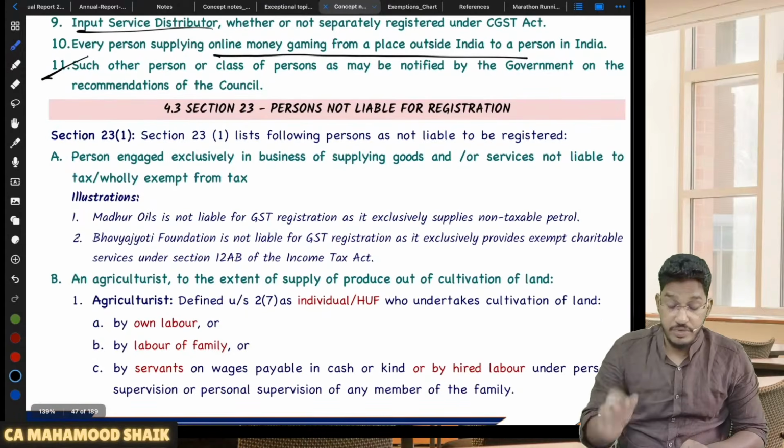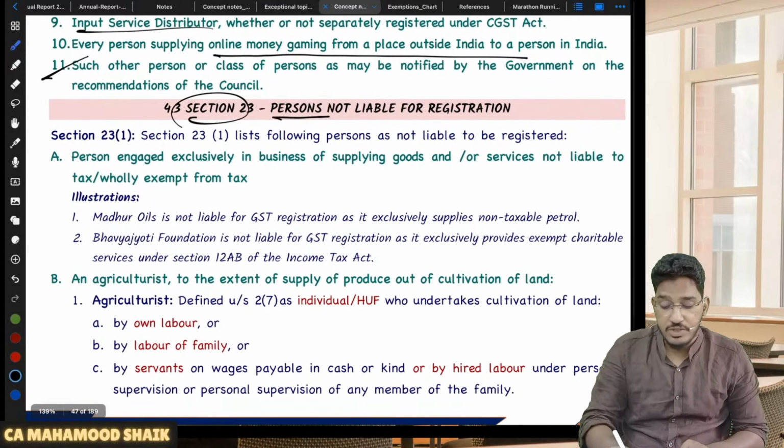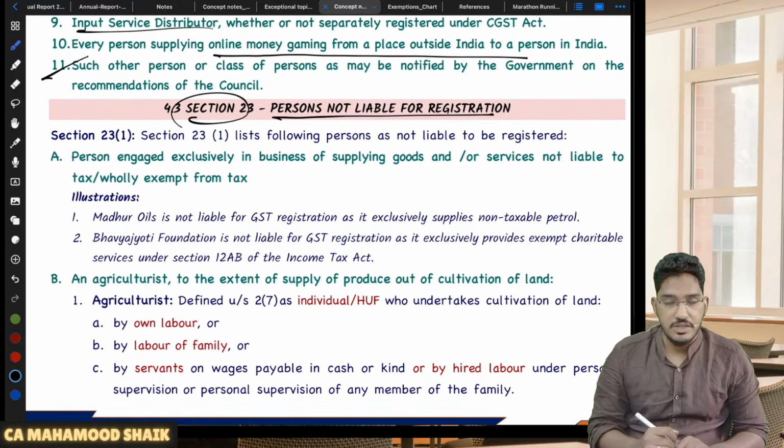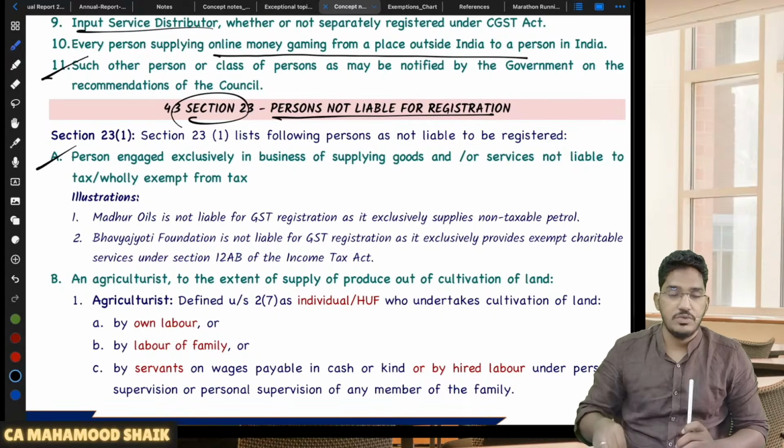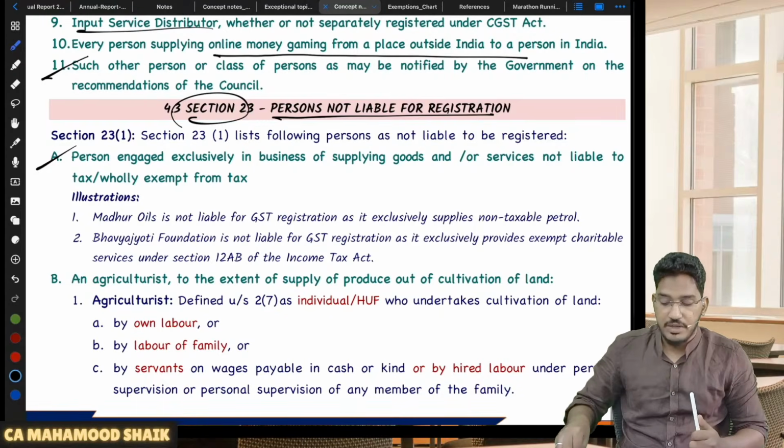Now we have section number 23, which is talking about persons who are not liable for registration. Simply, I will try to wind it up here. Only two things we have to discuss. If you are a person who is exclusively engaged in making supply of goods which are not liable to tax or which are wholly exempt from tax.